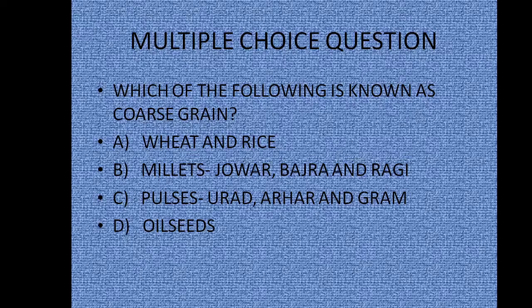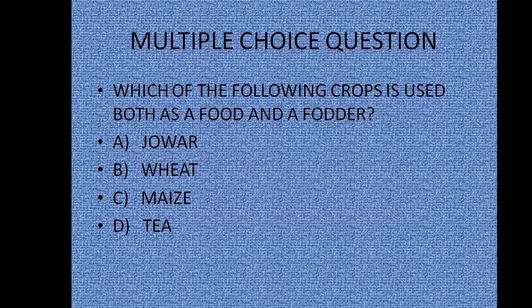Okay, children. So the answer is option B, that is millets, jowar, bajra and ragi. So first read the question, then give the answer, because you deleted the first answer. Now, the next question. Which of the following crops is used both as a food and a fodder?